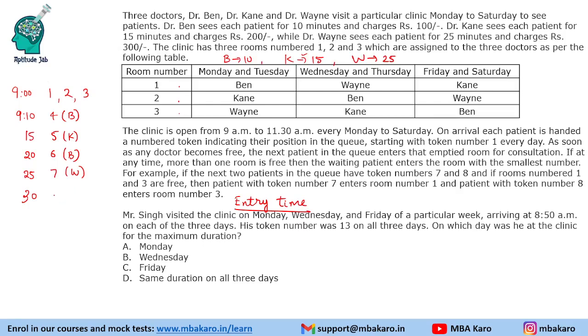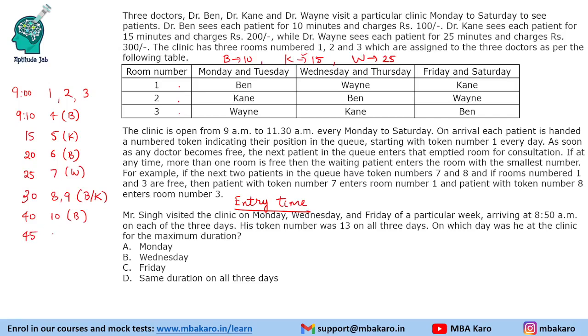So we have token number 8 and 9 entering Ben and Kane, in which order depending on the room number, so that we need not worry about. We first need to find his entry time. At 40, again Ben will finish. So token number 10 will enter.